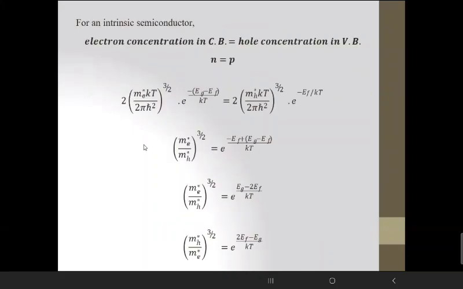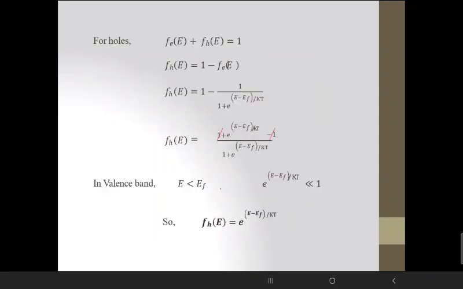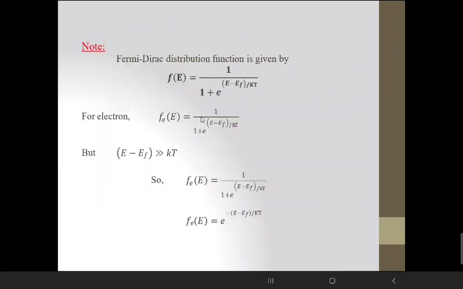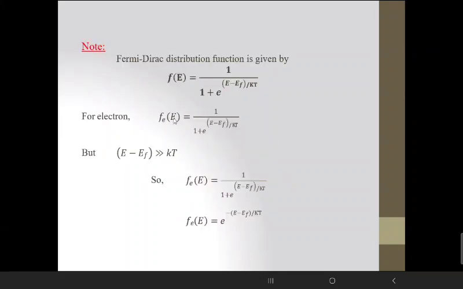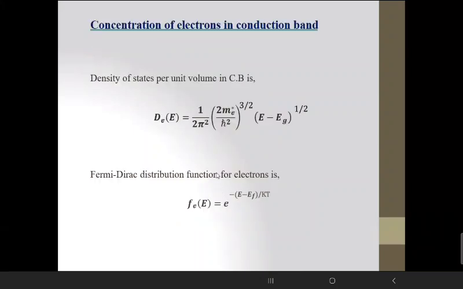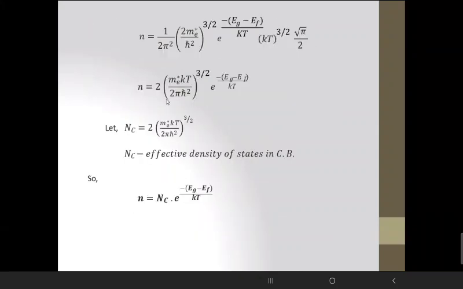So that's all for the intrinsic semiconductor. What we did first: you need to find the density of electrons in the conduction band, the density of holes in the valence band, the Fermi energy for the electrons, and the Fermi energy for the holes. Then to find the concentration of electrons, you multiply these, and you will get this formula.